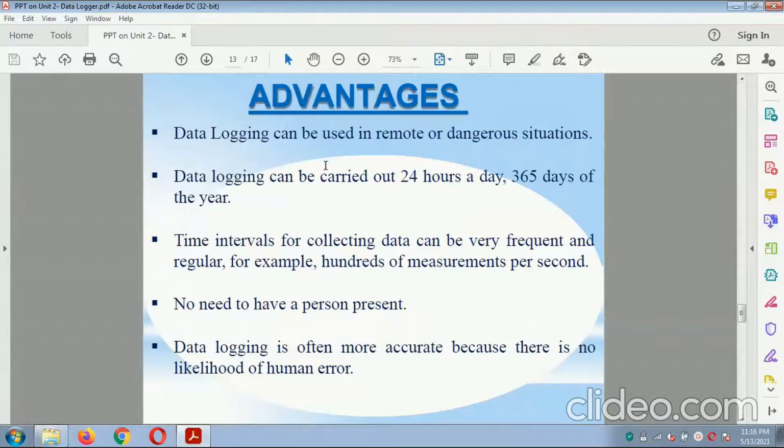Advantages. The data logger can be used in remote, dangerous situations. Data logging can be carried out 24 hours a day, 365 days a year. The time interval for collecting the data can be very frequent and regular, for example, hundreds of measurements per second. No need to have a person present. Data logging is often more accurate because there is no likelihood of human error.